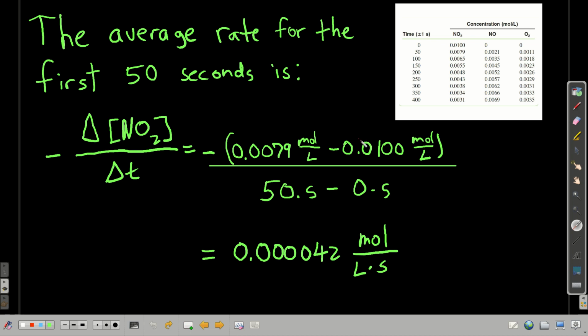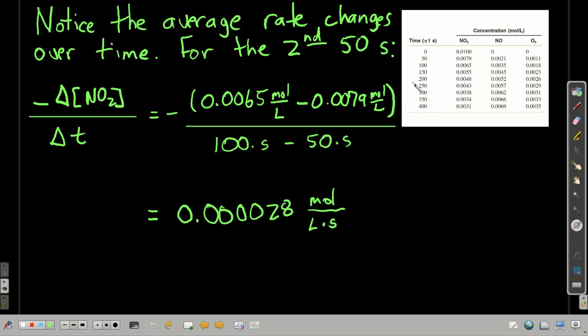However, we always define rates as positive numbers. So if we're dealing with a reactant, we always put a negative sign in front here, which makes it a positive number. So put these numbers in, and we end up with about 4.2 times 10 to the minus fifth, and the units are moles per liter per second. That's an average rate. Okay, and we'll come back to that.